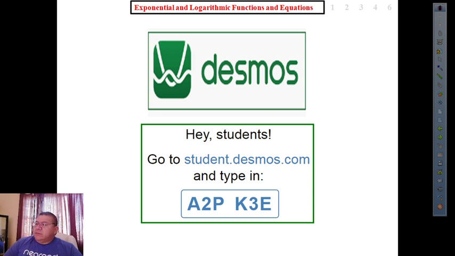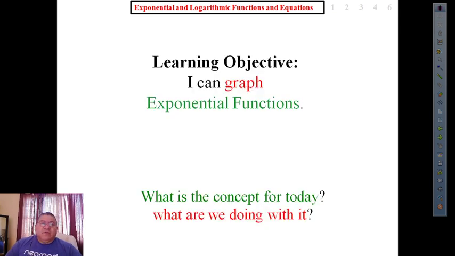And to finish off, once again, our objective for today was I can graph exponential functions. Did we graph exponential functions? Show me with your fingers how comfortable you are with these, 1 through 5. 5's right. Good. All right.